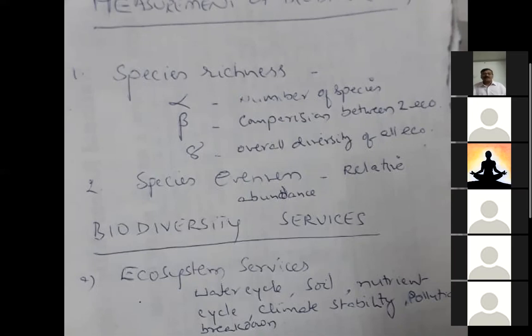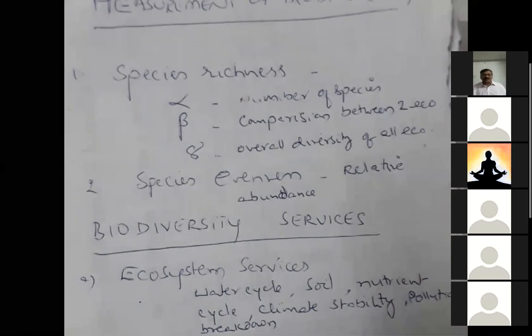Third is gamma richness. A particular ecosystem will have many areas. You may take any ecosystem, a pond ecosystem, grassland ecosystem, desert ecosystem. An ecosystem is a vast area, whereas an area is a part of the ecosystem. When you take the overall diversity of the ecosystem into consideration, this is called gamma richness. Alpha, beta, gamma.